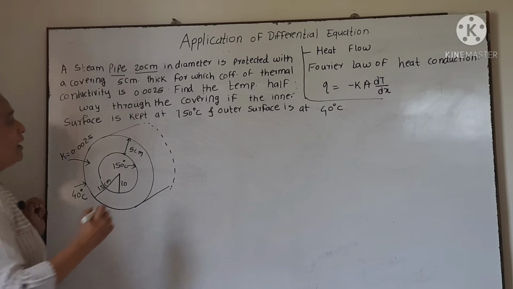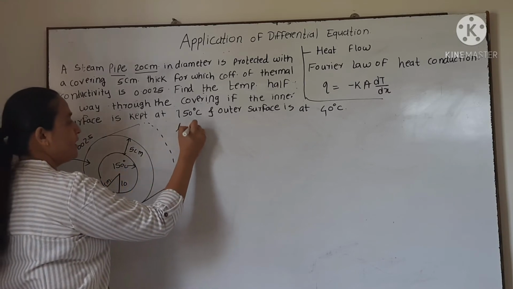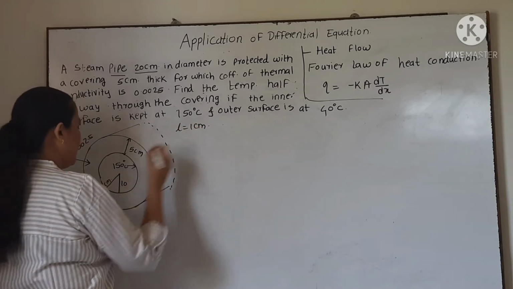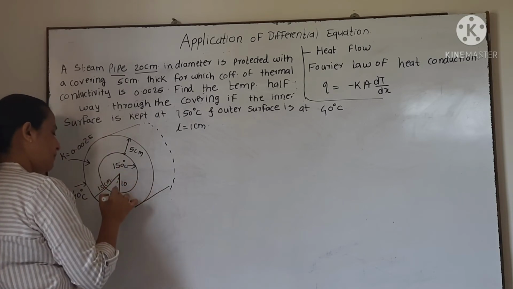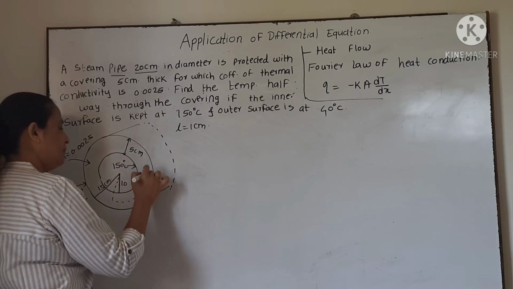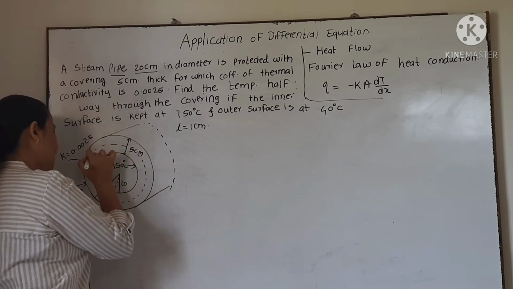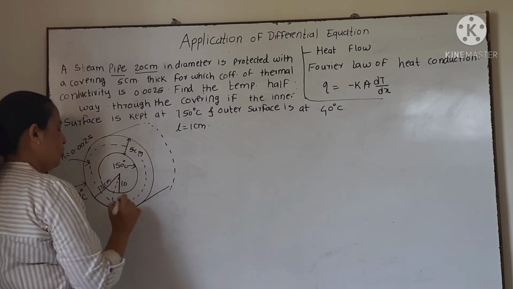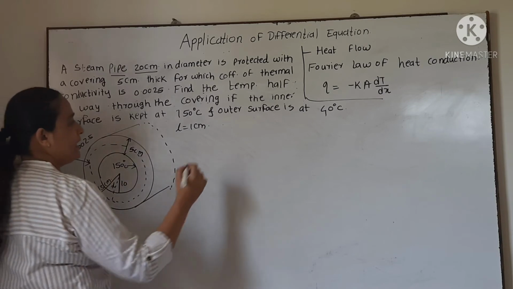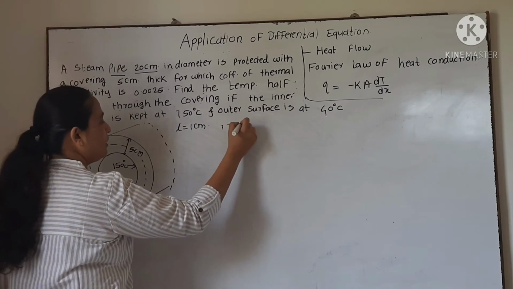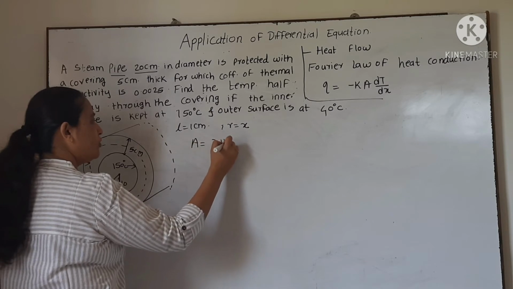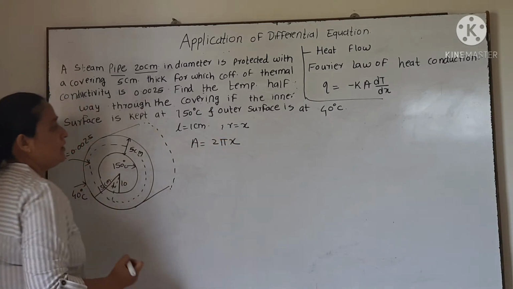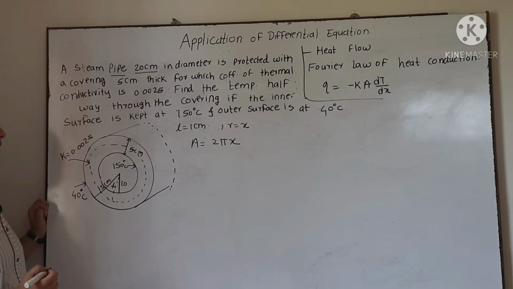Again, if we consider length of the pipe as 1 centimeter, and in between this covering we consider one pipe of radius x centimeter, because we know that the heat flows from higher to lower. So suppose its radius is x centimeter. So r is equal to x. Area of a pipe is 2 pi rL. So it is 2 pi x.